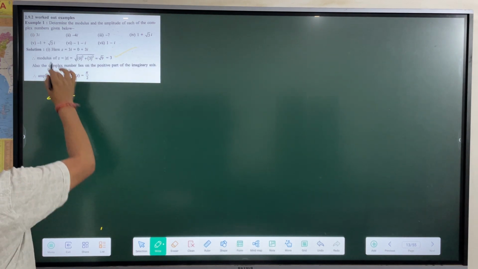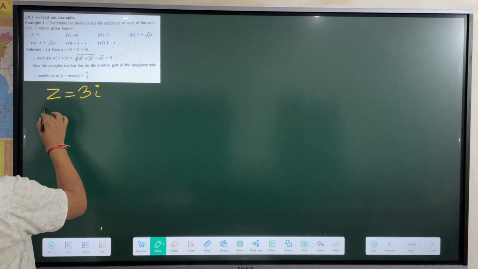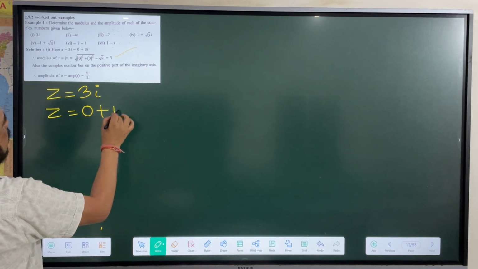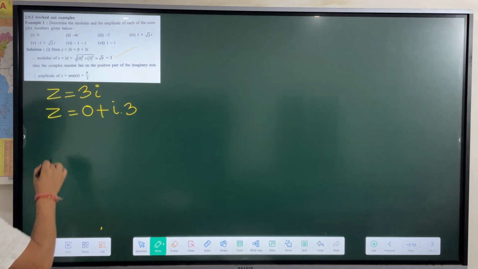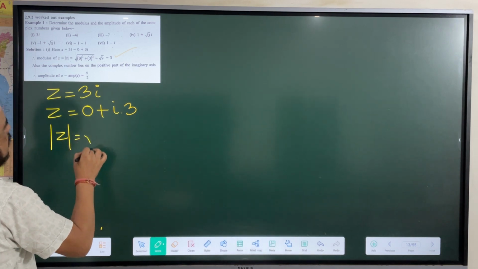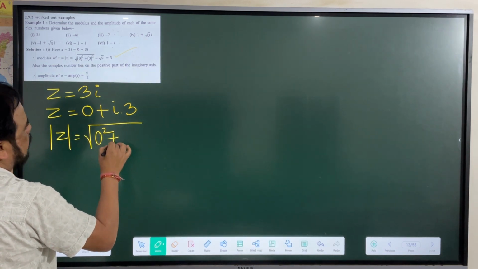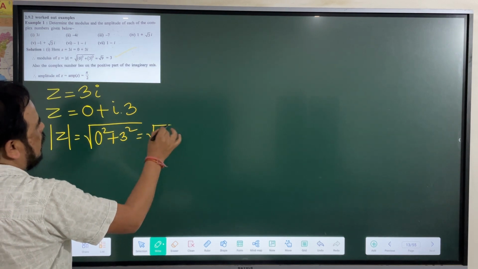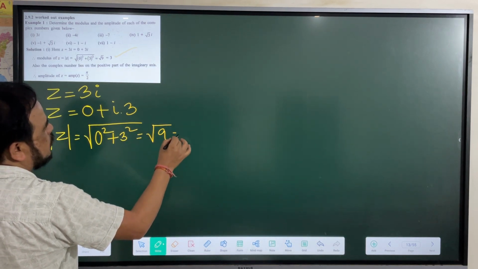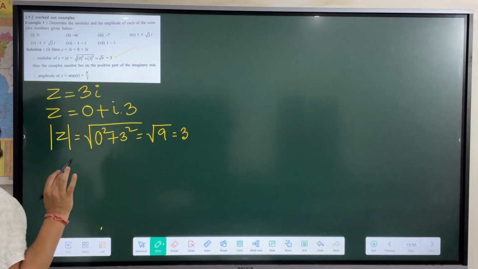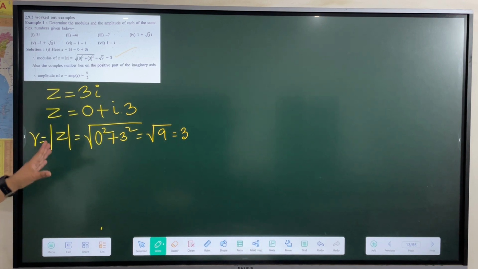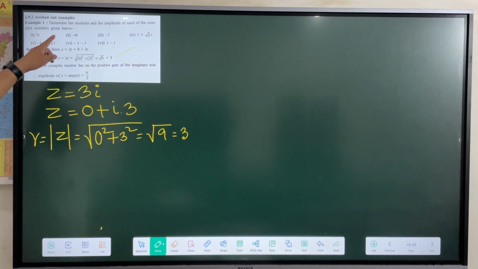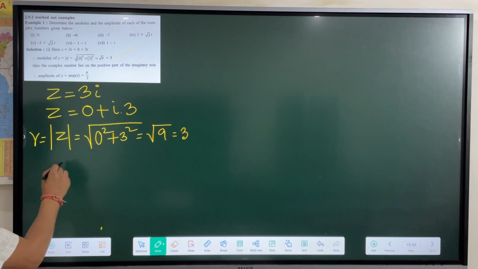Suppose z is equal to 3i. We can write z equals 0 plus i times 3, in a plus ib form. Now directly the modulus, very simple: square root of 0 square plus 3 square, 3 square is 9, equals 3. So modulus is 3. That means R is equal to 3. Modulus of z or R, same meaning. That I already explained. Now you also have to find out the amplitude.